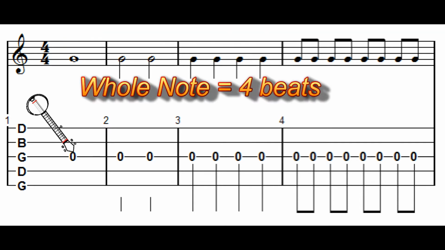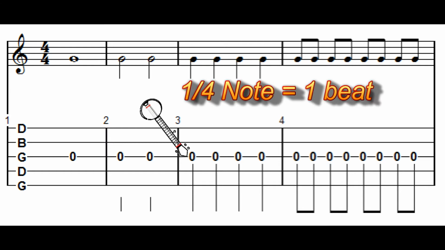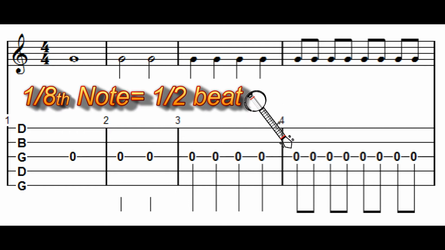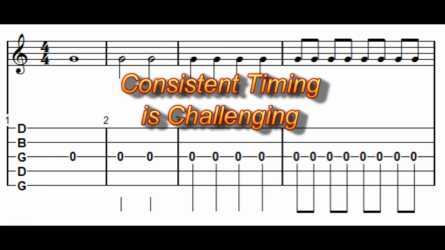The whole note has a time duration of 4 beats within one measure. The half note has a time duration of 2 beats within the measure. The quarter note has a time duration of 1 beat in the measure. And finally, the eighth note has a time duration of 1/2 of a beat within the measure. As you can see, each type of note is different in time duration when played.